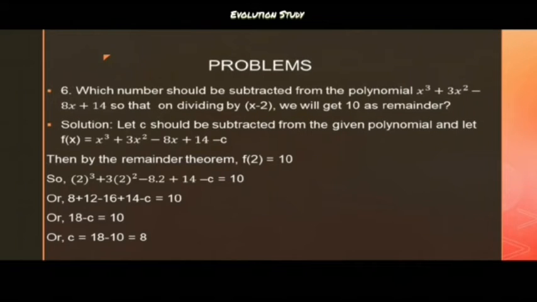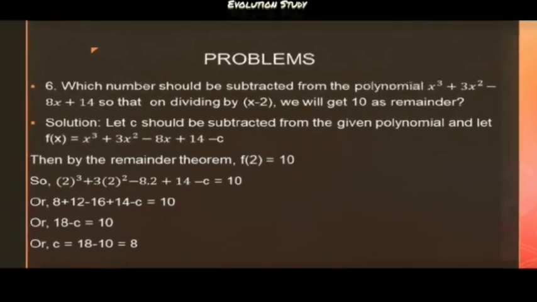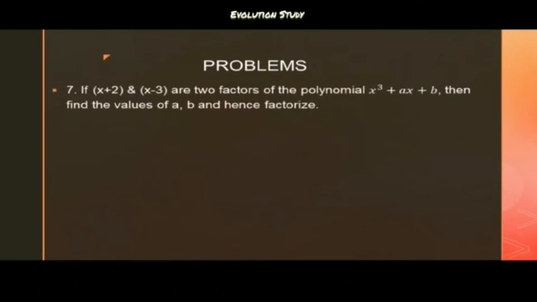Then by the remainder theorem we know that f(2) = 10. So 2 to the power 3 plus 3 into 2 to the power 2 minus 8 into 2 plus 14 minus c gives 10, which means 8 plus 12 minus 16 plus 14 minus c is equal to 10. Which implies 18 minus c is equal to 10, or c is equal to 8. I hope these problems are clear to you all.